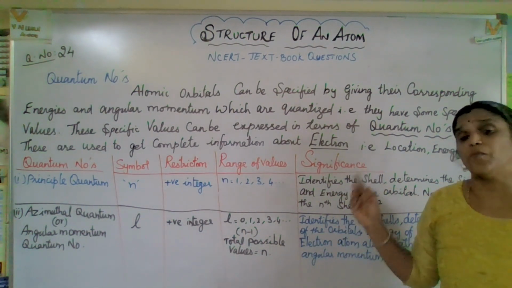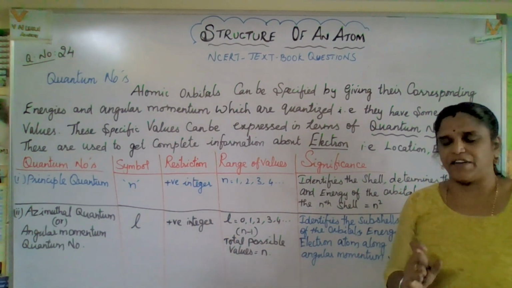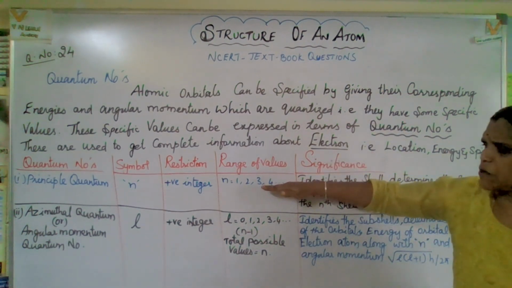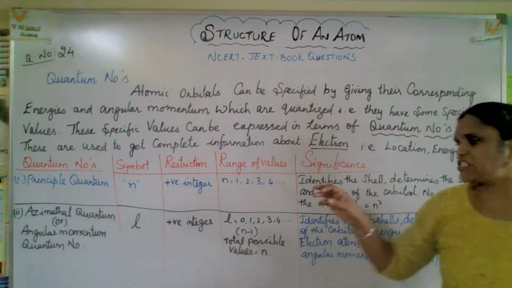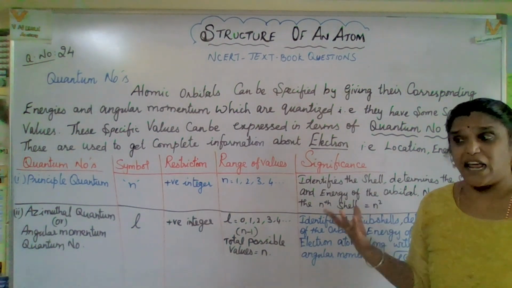Already we have gone through Bohr's model of an atom; just watch that and you will come to know the clarification. I hope you got a clear idea about the principal quantum number and azimuthal quantum number. So what does the principal quantum number identify? The shell. I am repeating this because it is very important.